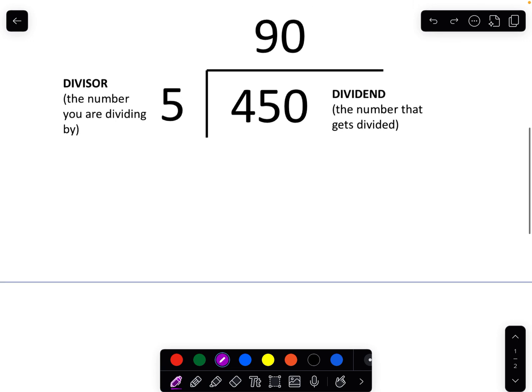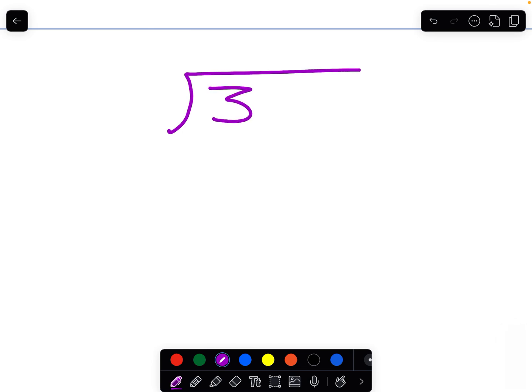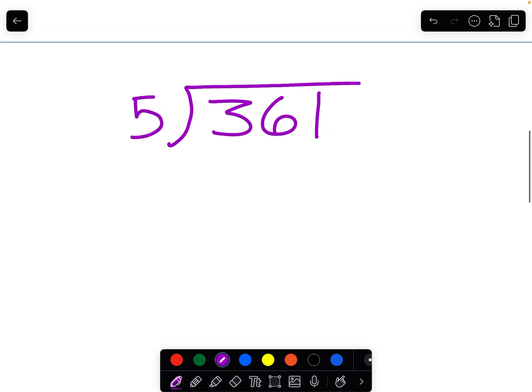So let's solve this problem. You know what? The answer's already there. Let's solve a different problem. Let's do 361 divided by 5. Let's do that. All right. I'm going to go through these steps one by one.